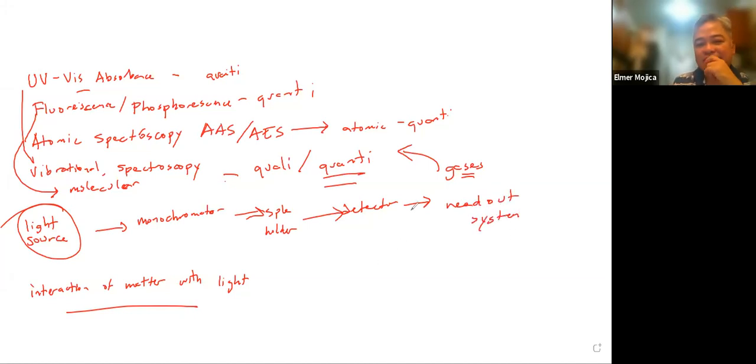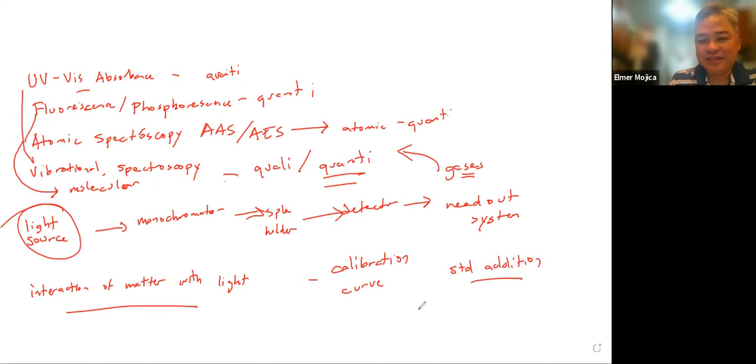So the way you analyze everything here, you have what? Either you use a calibration curve or ano pa? Aside from calibration curve, what other method that you can use to quantify and analyze in a sample using spectroscopic method? You can also use the so-called standard addition. So questions so far, class?